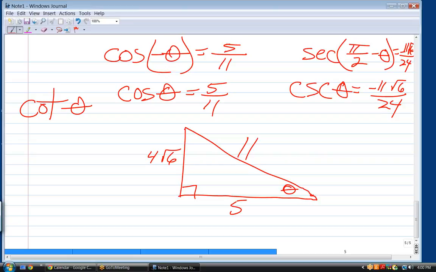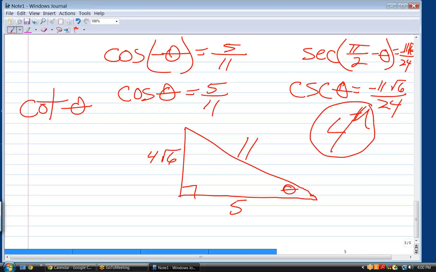Oh, it's negative. Okay. So where is the cosine positive and the sine negative? The fourth. Okay. In other words, these two pieces of information will always specifically tell you which quadrant. It's never going to be ambiguous.